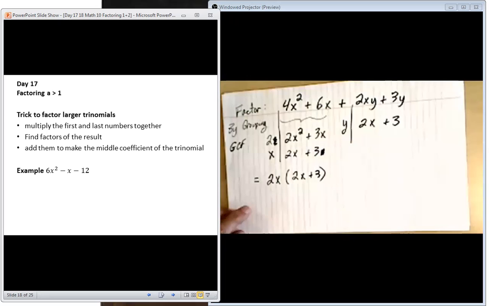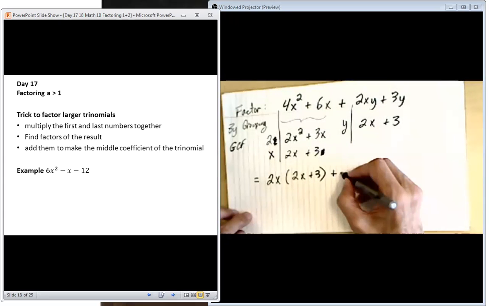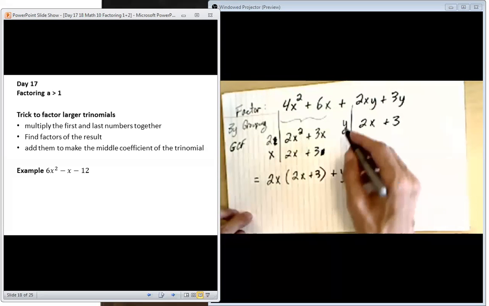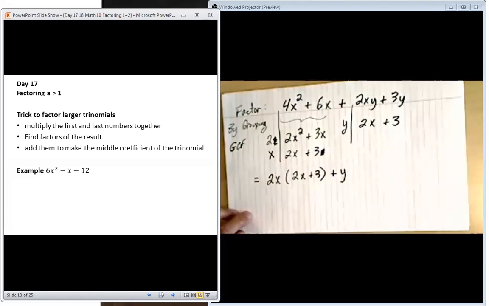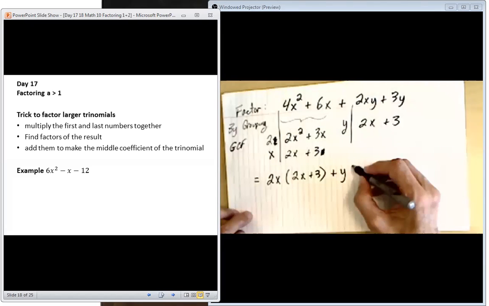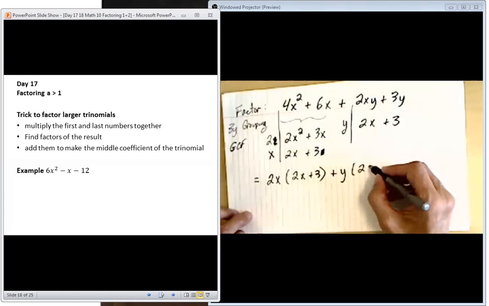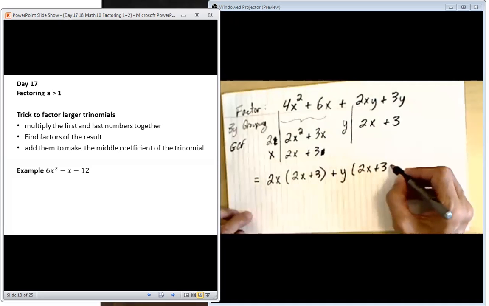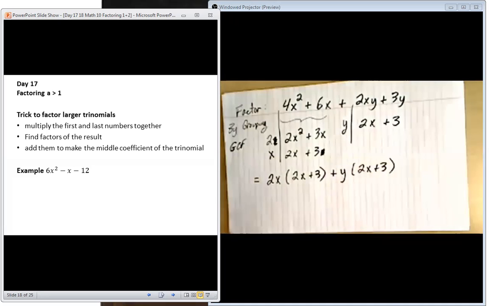Okay, and so the same style is going to happen. What's going to come down here? It's going to be plus y, because that's what we took out there. Yeah, 2x plus 3, not bad. Okay, so that's good so far. Zoom, what do you think of that?